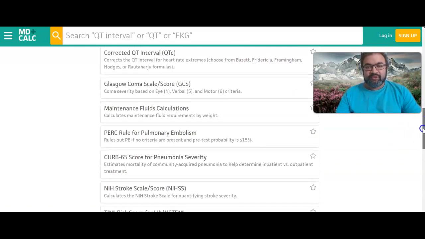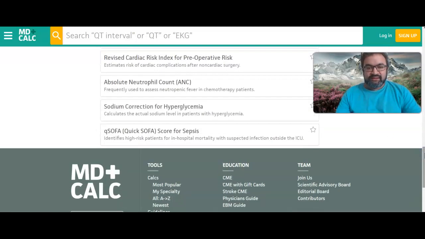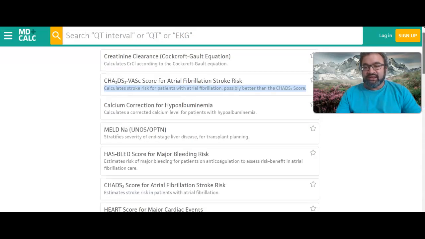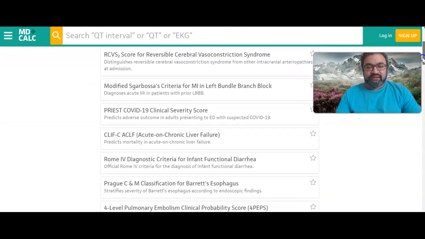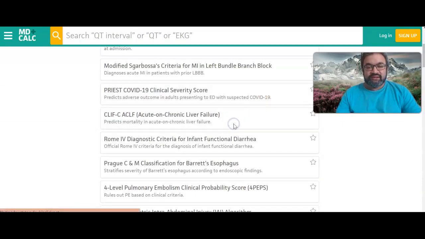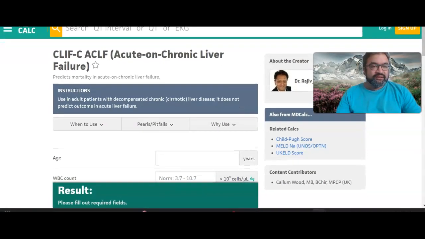Then there's a scale for pulmonary embolism. And then there's some cardiac risk index, and it can get pretty specific and narrowed down here. So you can look at the newest, hot off the press, and that's COVID-19, which has a lot of risk scoring. However, acute and chronic liver failure is important. Again, this goes back. Let's take this back here.